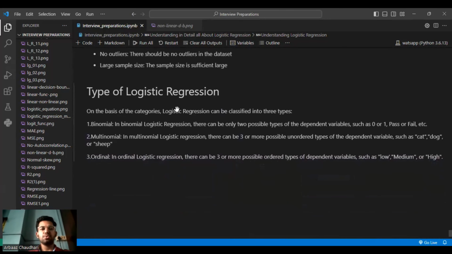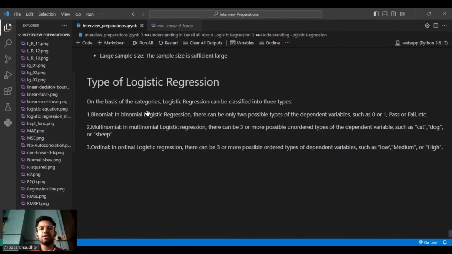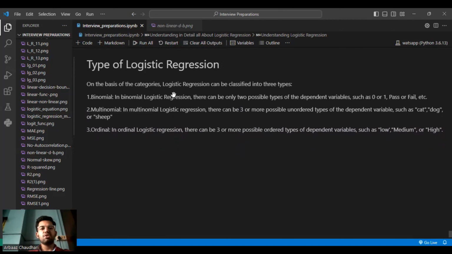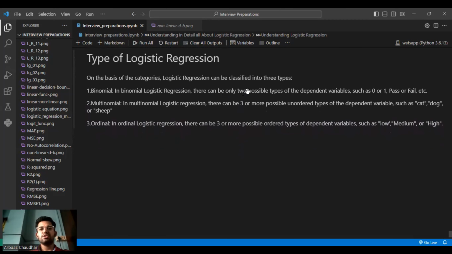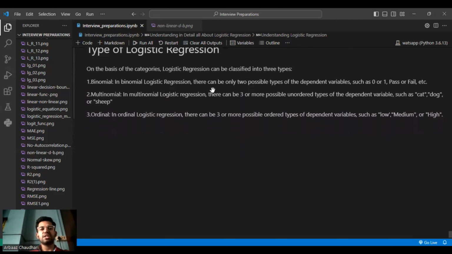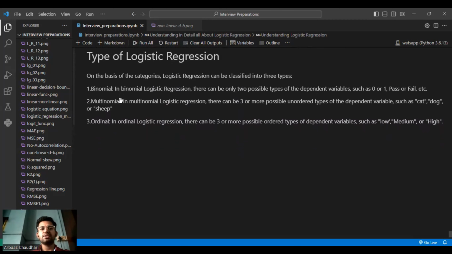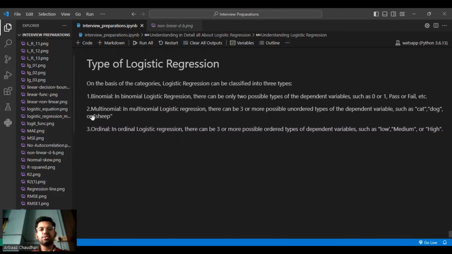Now let's move on to the last part of the logistic regression. Types of logistic regression. On the basis of categories, logistic regression can be classified into three types. Binomial. In binomial logistic regression, there can be only two possible types of the dependent variable, such as 0 and 1, pass or fail. Okay, the y should be of two types, 0 and 1, pass or fail, spam or not spam. That comes in the binomial logistic regression when you are having only two classes.